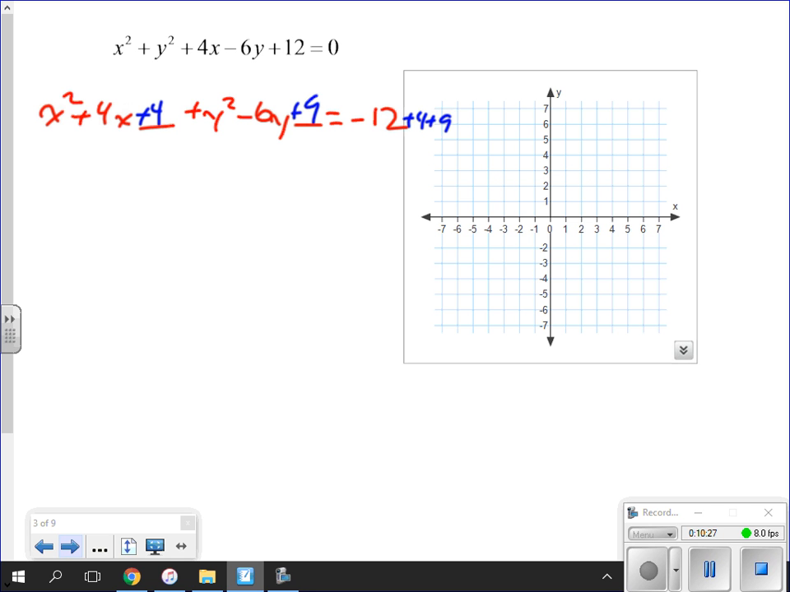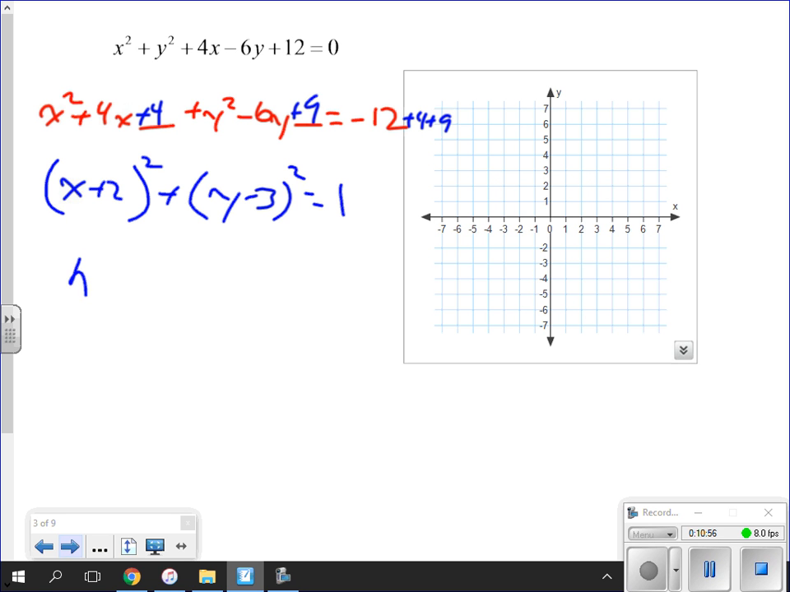Right? And then I now have x plus 2, because what did I square? I squared plus 2. x plus 2 squared, plus, and then I have y, what? -3, because half of -6 is -3. Squared equals 1 in this case. -12 plus 4 plus 9 is 1.